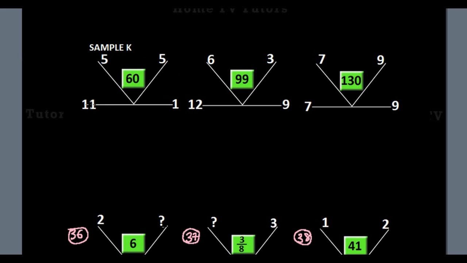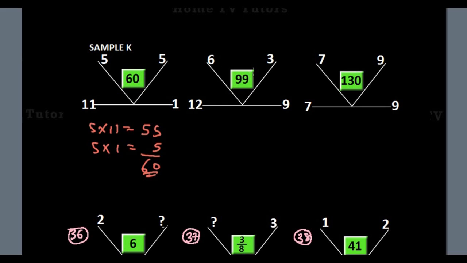5 times 11 will give us 55. Okay, 1 times 1, 5 times 1 will give us 5. If we add this together, we get 60. Good. So it appears that we just multiply the product of this and the product of the numbers on the right hand side. We add them together, then we get the number at the center.